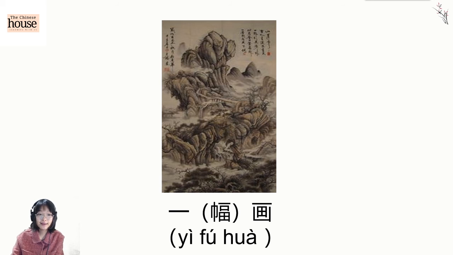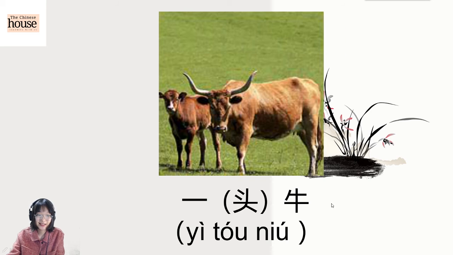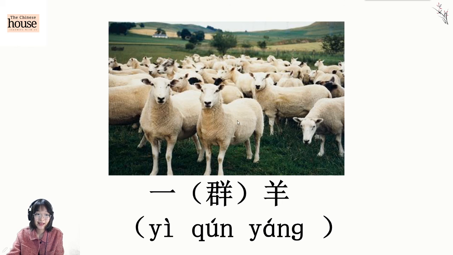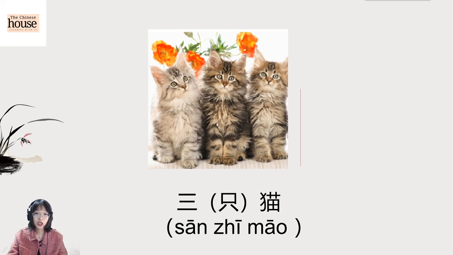Second tone. 一幅画. And this is three cats. 三只猫. 猫 is cat. 只, you can use this for 羊. We just learned 羊. So what about one sheep? 一只羊. Two, 两只羊. One cat, 一只猫.